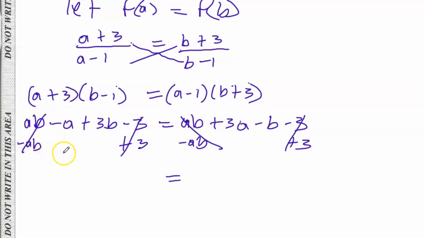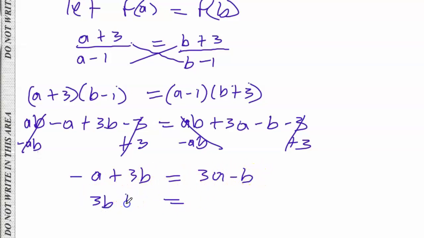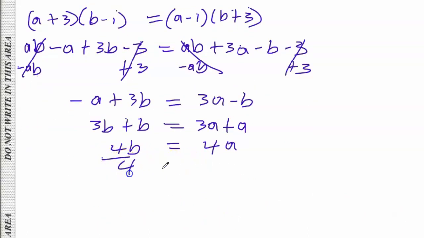Any other like terms? Alright, so we can group the A's. We're left with minus A plus 3B equal to 3A minus B. So let me group the B's on the left hand side. So here we have 3B, so now 3b plus b. And if I group the a's on the other side, I would have 3a plus a, which leaves me with 4b equal to 4a. And we obviously can divide both sides by 4. So we end up with b is equal to a, or a is equal to b.